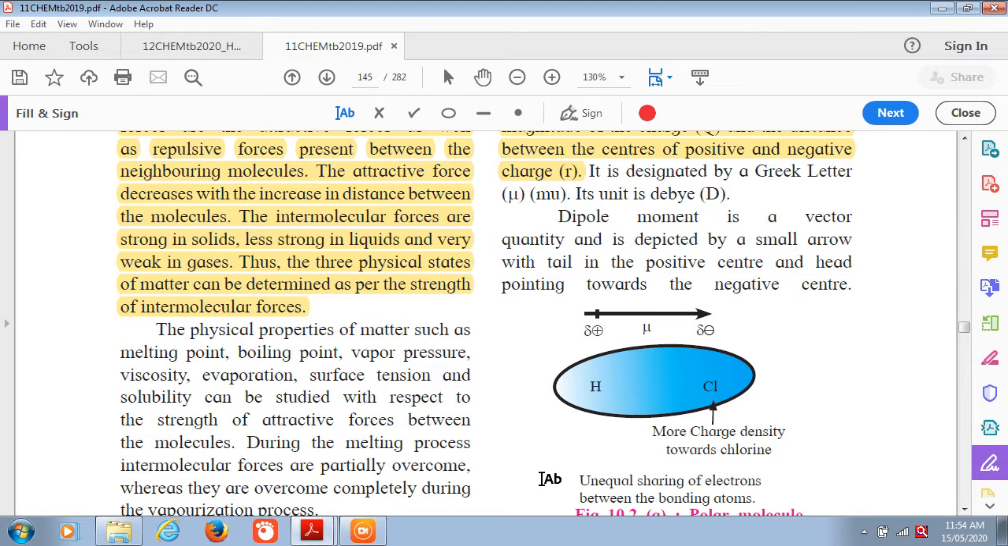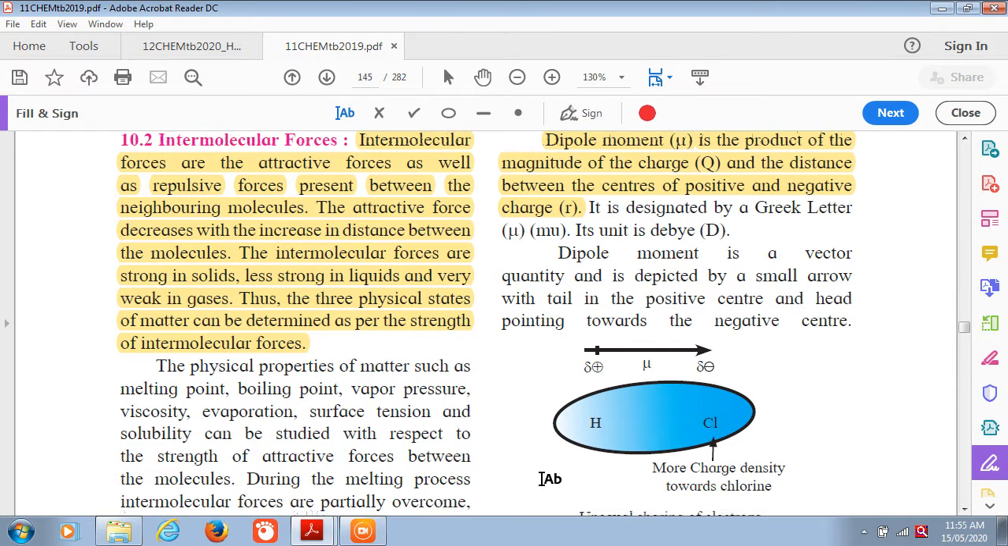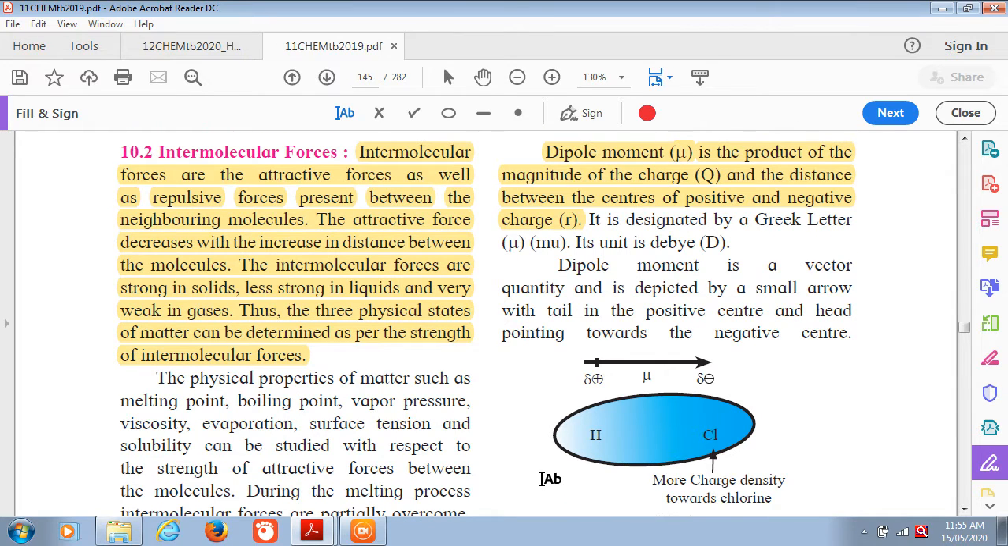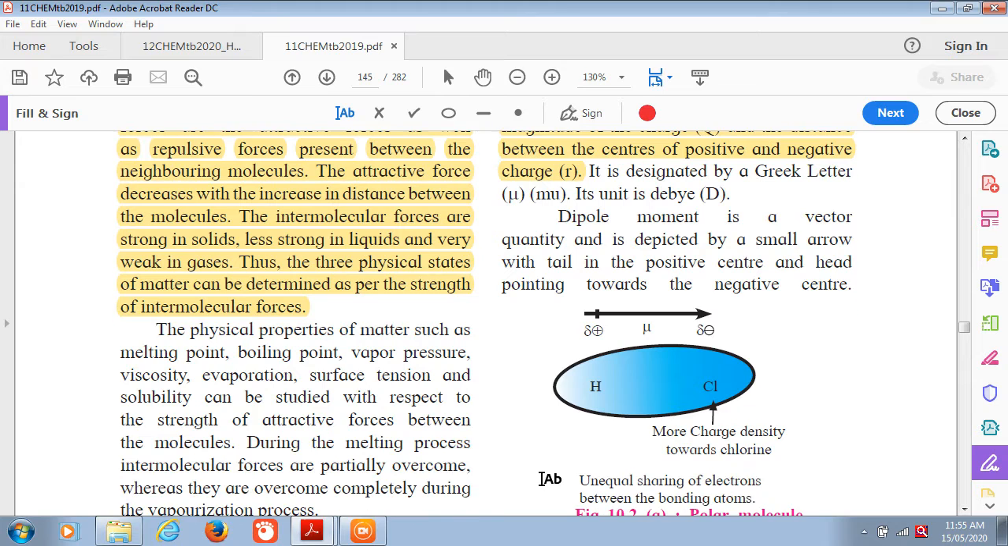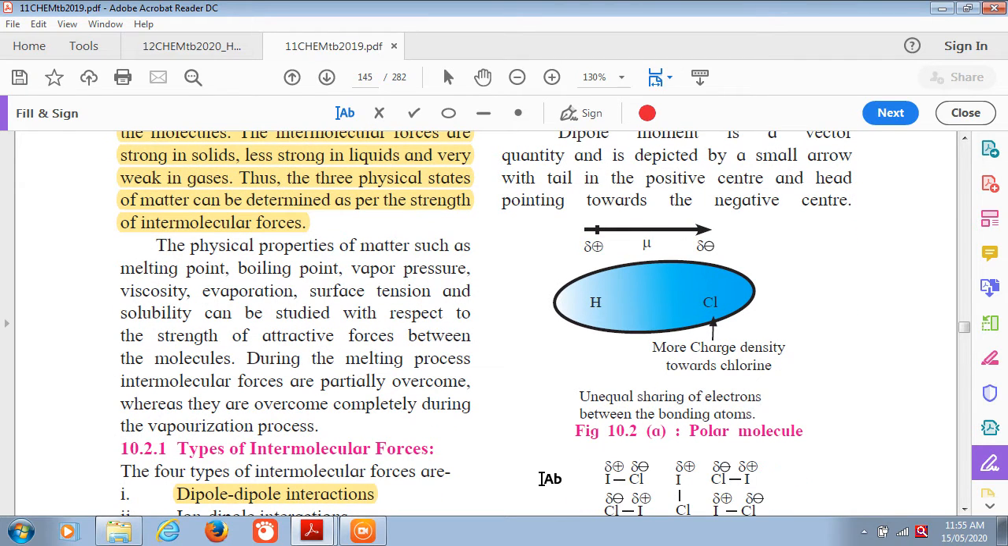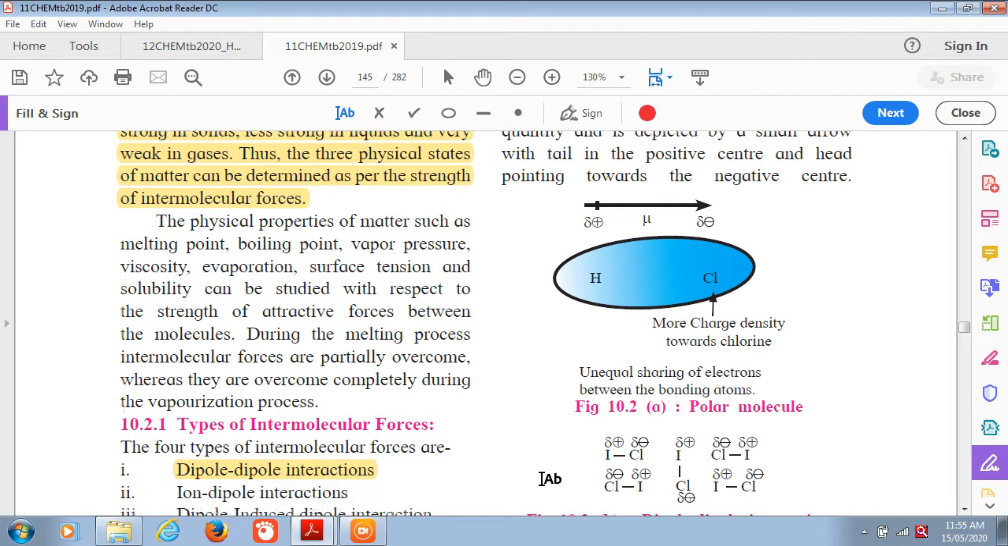So due to the unequal sharing of electrons between the bonding atoms of HCl, we get what is called the dipole moment. It is a physical property and it is nothing but the product of the charge on the atoms and the distance between the centers of positive and negative charge. So mu is equal to q into r. It is denoted by an arrow pointed towards the more electronegative atom from the less electronegative atom.